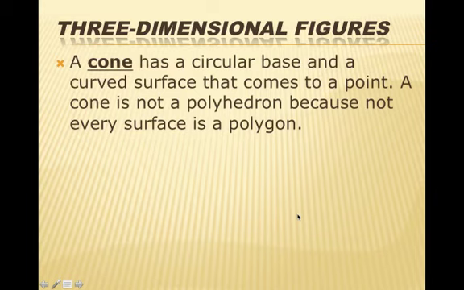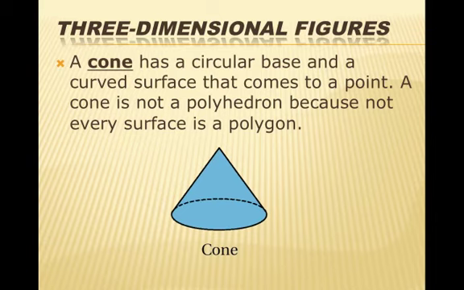A cone has a circular base. You're all familiar with ice cream cones, I hope. So we kind of know what this shape is all about. But you can see that it's not a polyhedron because not every surface is a polygon. Really none of the surfaces is a polygon, because this isn't triangular right here.